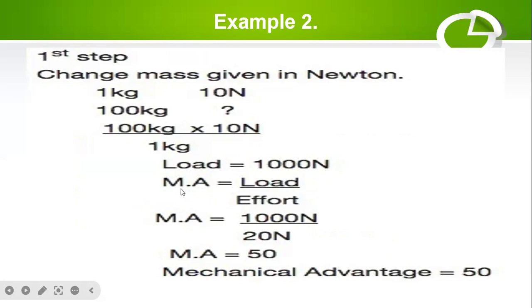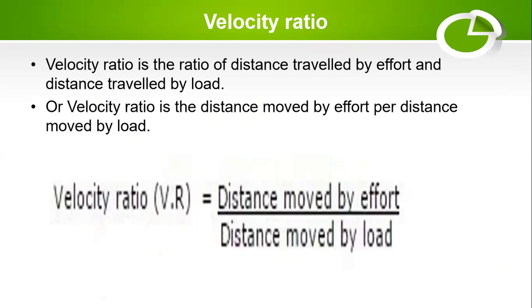Now mechanical advantage equals load over effort, so it is 1,000 Newton divided by 20 Newton, and the answer is 50. So mechanical advantage is 50. Moving on, the other term is the velocity ratio. Velocity ratio is the ratio of the distance moved by the effort to the distance moved by the load. Mathematically, velocity ratio equals distance moved by effort upon distance moved by load.